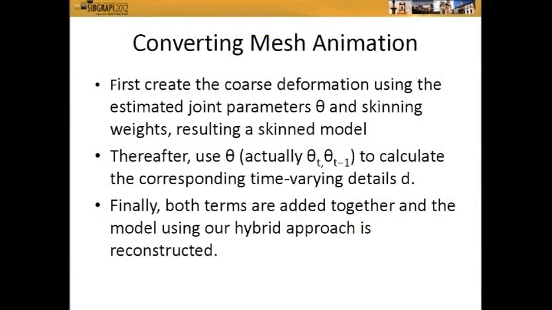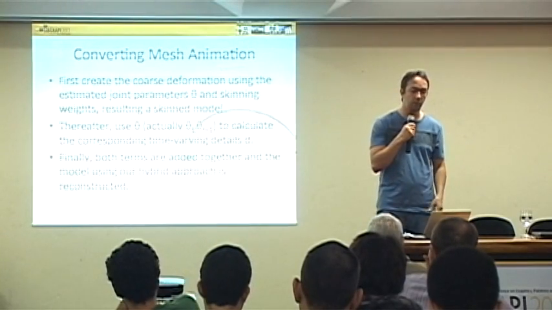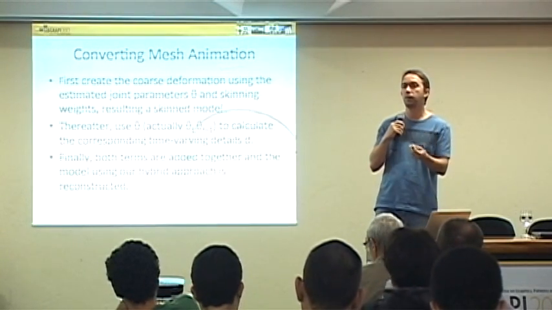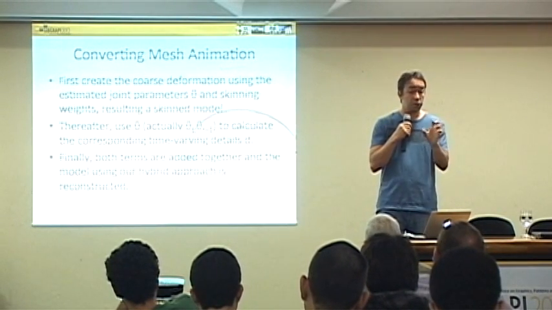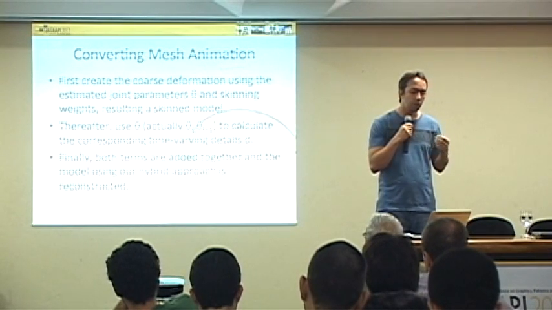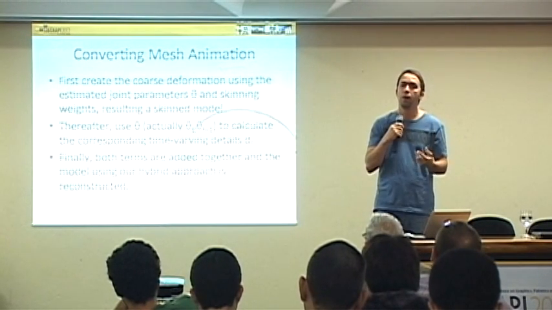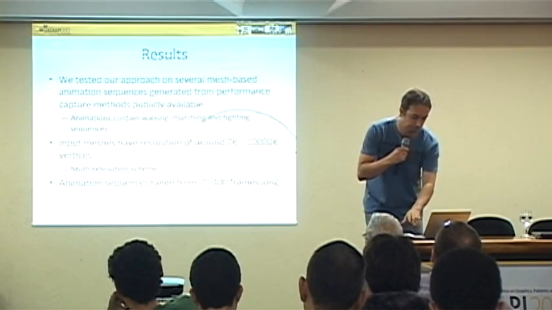In the end, we are able to convert the mesh animation by first creating the coarse deformation using the estimated joint parameter theta and the skinning weights, resulting in a skinned model. Thereafter, we use theta and theta in the previous frame, because we are dealing with dynamics, to calculate the corresponding time-variant details. We sum up both terms to create the final representation.